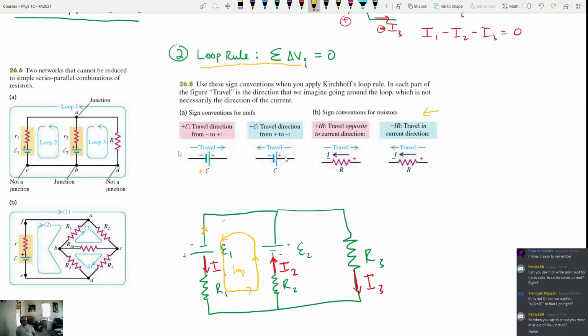Plus E. Now, if you're traveling in the opposite direction, that is to say that if you start from this point and you go over to here in this direction, you're going from the plus side of the battery to the negative side of the battery, and you get minus E. This is the answer up here. So the first one you get positive E, and for this one you get minus E when you go from plus to minus, because you're going downhill, so the change in voltage is negative, right?